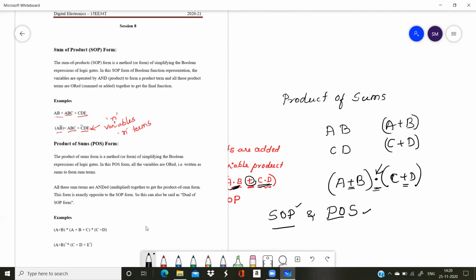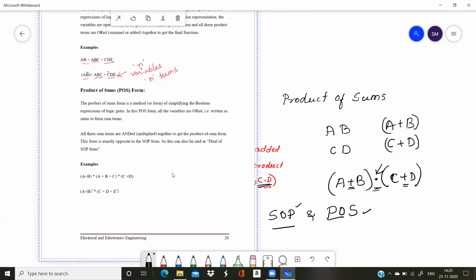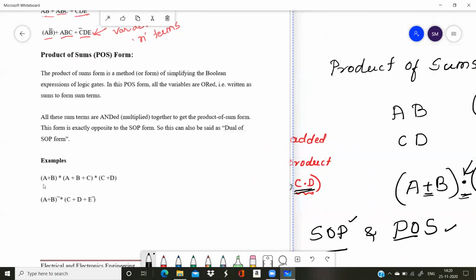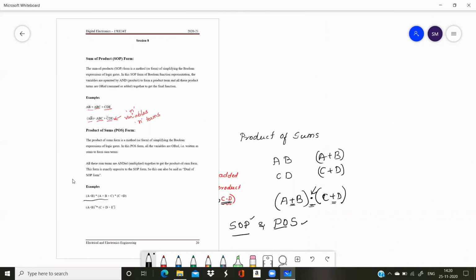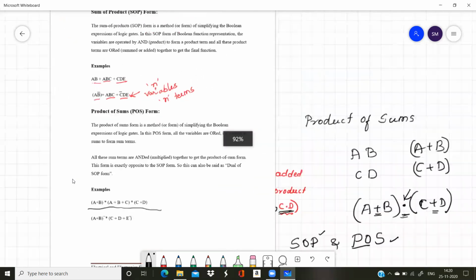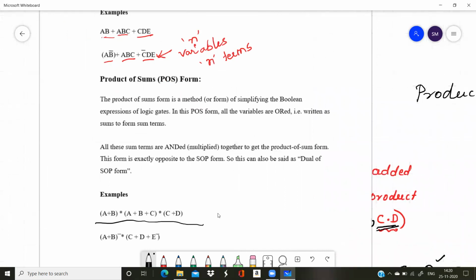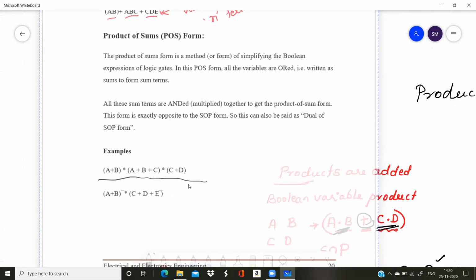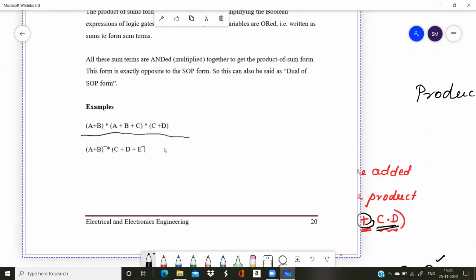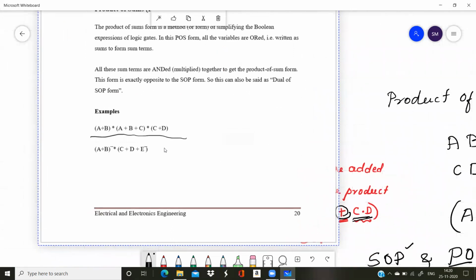So here we have one example for product of sums form: (A plus B) into (A plus B plus C) into (C plus D). Similarly, (A plus B complement). Again, complements can be used. Complement of the variable can be used. Okay, this is how we can write sum of product form and product of sums form, POS form and SOP form.